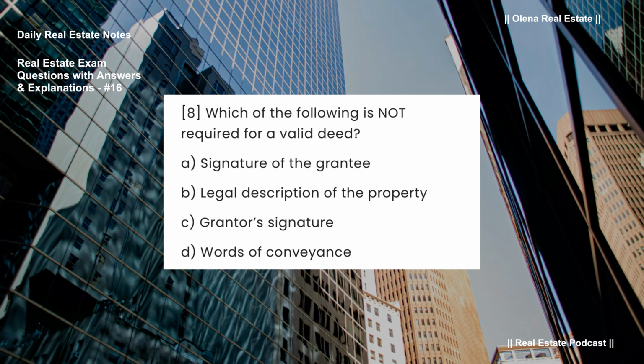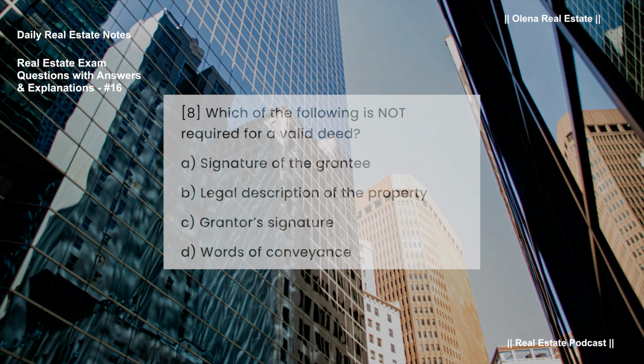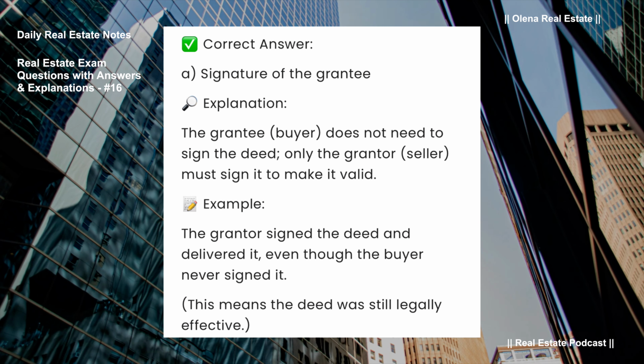Which of the following is not required for a valid deed? A. Signature of the grantee. B. Legal description of the property. C. Grantor's signature. D. Words of conveyance. Correct answer, A. Signature of the grantee.